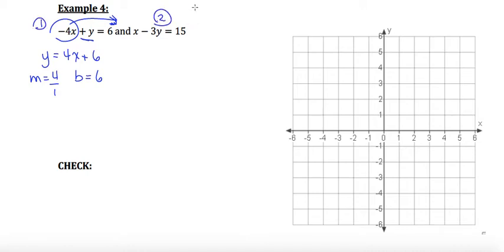Equation 2, my y is negative on the left-hand side, so I'm going to move this one to the right-hand side. Because I'm doing that, can we do it in one step? Absolutely we can. We're going to take our x and our 15 and move them over to the right-hand side. So when I bring the 15 over, it's going to be -15 is equal to x, and -3y becomes a positive 3y.